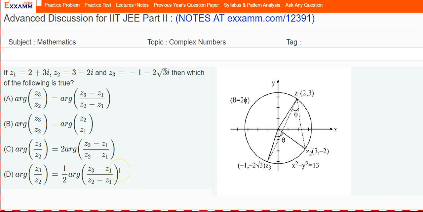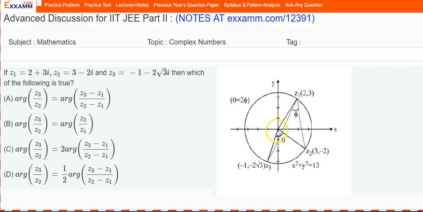Now here we have to remember a very important point which would be used in these questions, and I have seen this pattern emerging in many questions. That is, if modulus of z1 is equal to modulus of z2 is equal to modulus of z3, which is the case here, and they all are equal to root 13, then what would be the case? In that case, a circle would always pass through these 3 points.